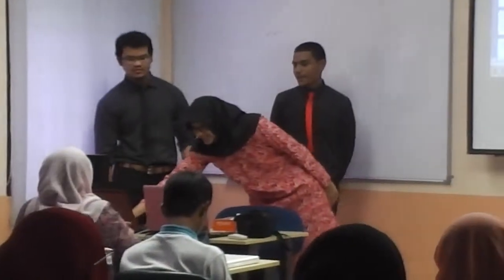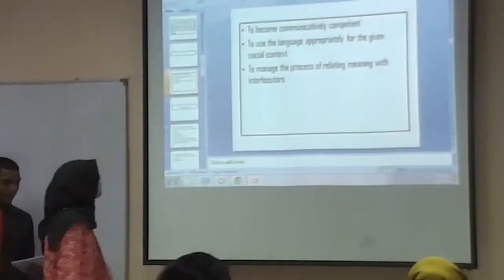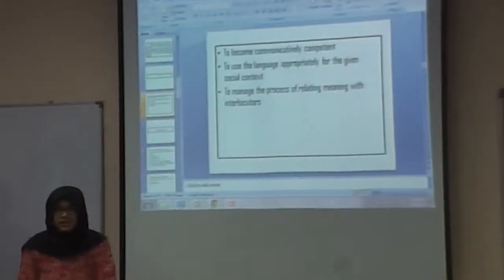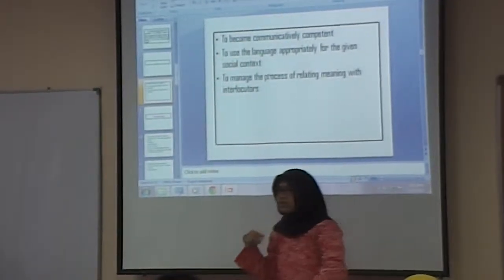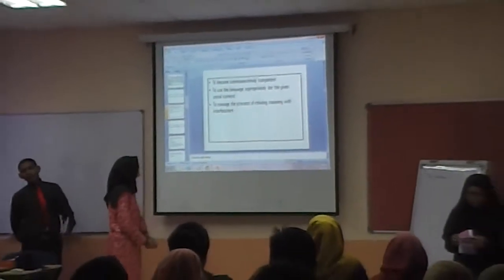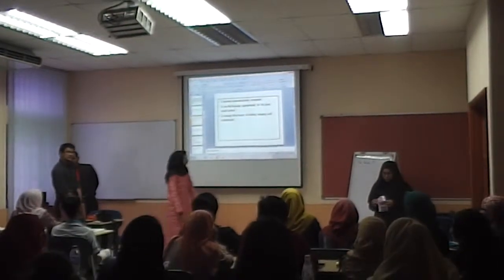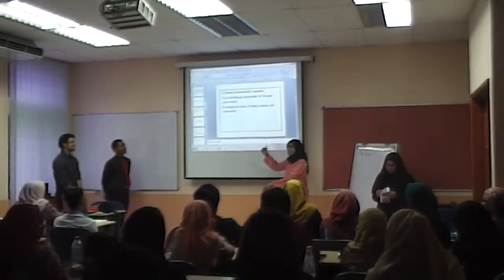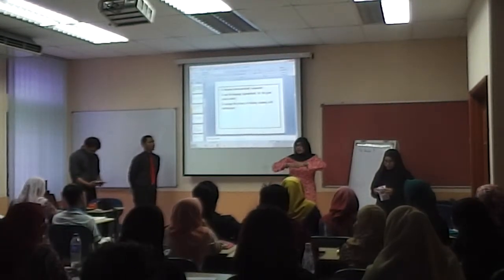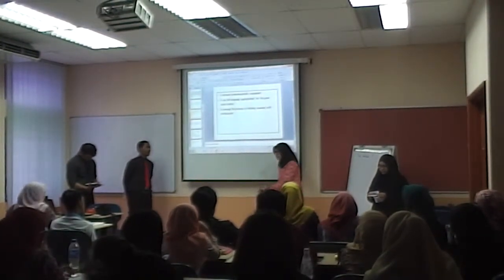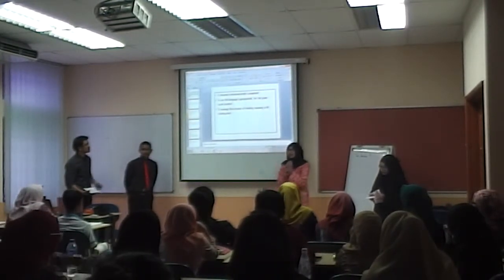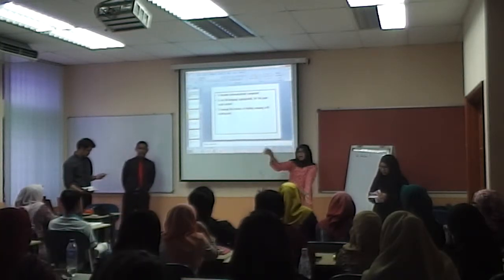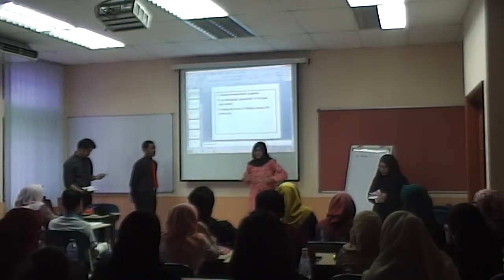So, next is the goals of communicative learning and language teaching. The first one is to become communicatively competent, which is, like I said before, to ensure two-way communication between students and teachers. And the next is to use the language appropriately for the given social context. This is actually first to make sure that we achieve our goal. For example, just now I wanted to teach you guys how to learn new vocabulary. The chicken, the alligator.